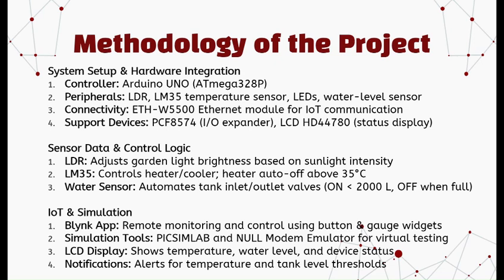And control logic. LDR adjusts the garden light brightness based on the sunlight intensity, and LM35 controls heater, auto off above 35 degrees Celsius, and the water sensor automates the tank inlet outlet valve, on if less than 2000 liters, off when it is full.